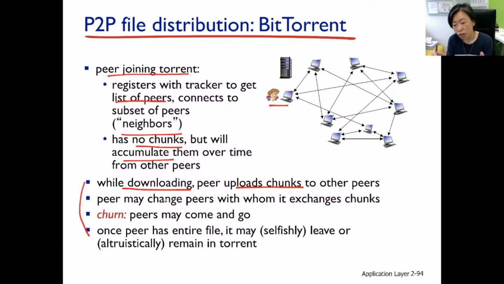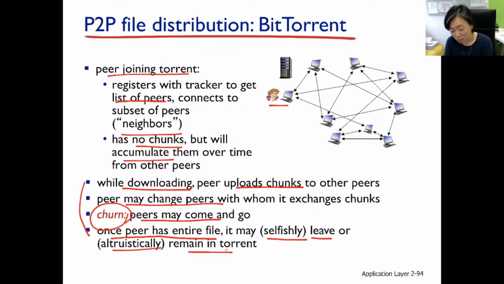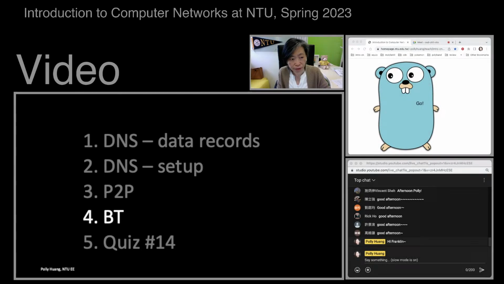And the pairs of peers exchanging chunks could change from time to time. So they may change the peers with whom they exchange chunks. And peers might just go away and come back in the middle of the exchange. That could be a bit disturbing. There's a special term for it called churn. Hopefully there's a small amount of churn, but sometimes it's not really controllable. And in the end, once the peer has the entire file, a selfish peer might just leave the P2P network entirely. Those who are more considerate might remain on the torrent. All right, so that's in a nutshell how BT works.